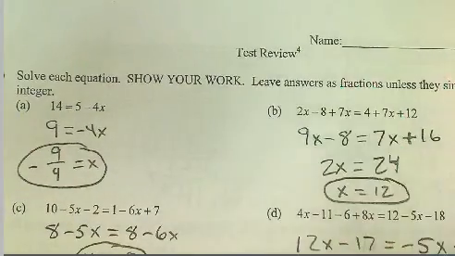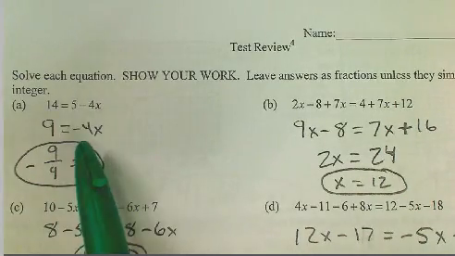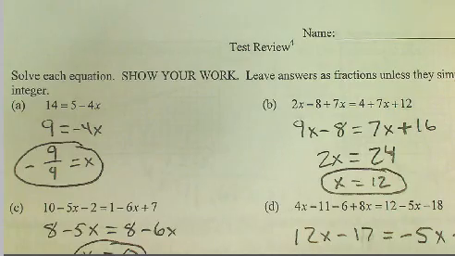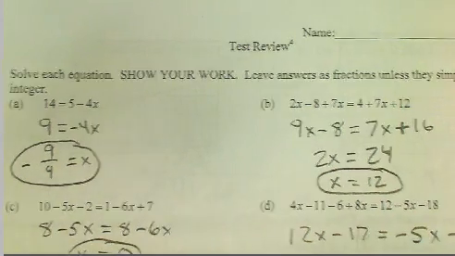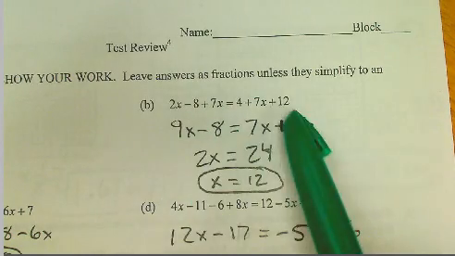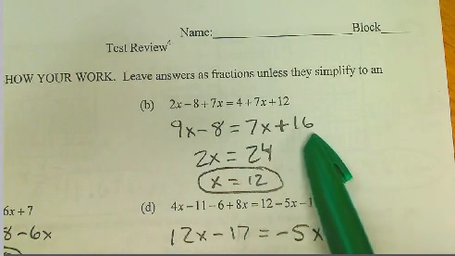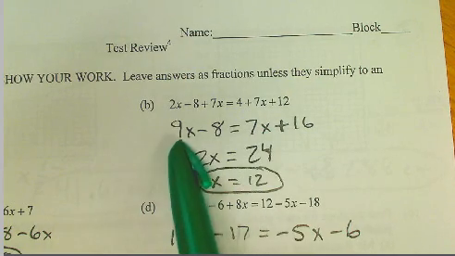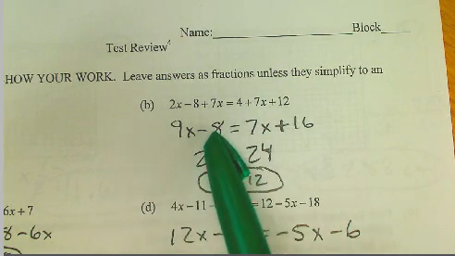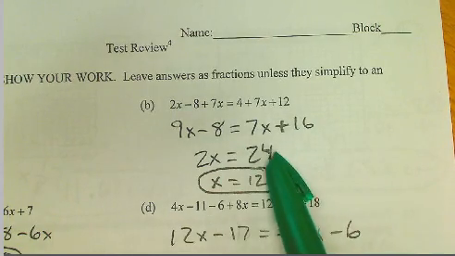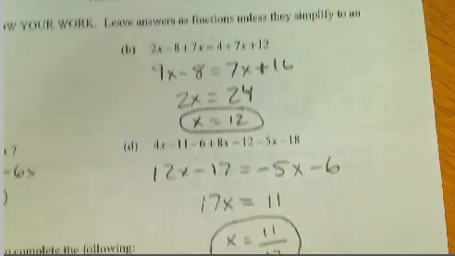Alright, review number 4. Subtract 5 from both sides, divide, and you get negative 9 over 4. Always combine like terms first, and then subtract 7x from both sides. That's how I got the 2x. Add 8 to both sides to get rid of the minus 8. It gives you the 24, so x equals 12.